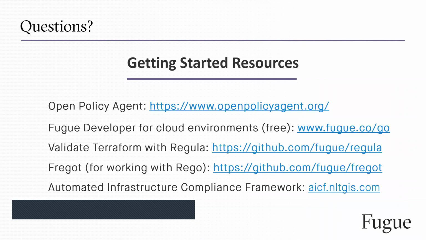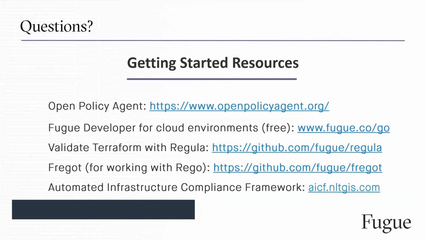If you're using Terraform, you can go to github.com/fugue/regula and get Regula, which will check your Terraform plan files. You can do it again with a GitHub action. If you're writing Rego, strongly recommend you check out Frego. Again, all open source. And then also our good friends at NLT have created something called the Automated Infrastructure Compliance Framework, which leverages pieces of Regula and their own way they wanted to integrate with CI/CD, and it's super cool. So you can check that out too.